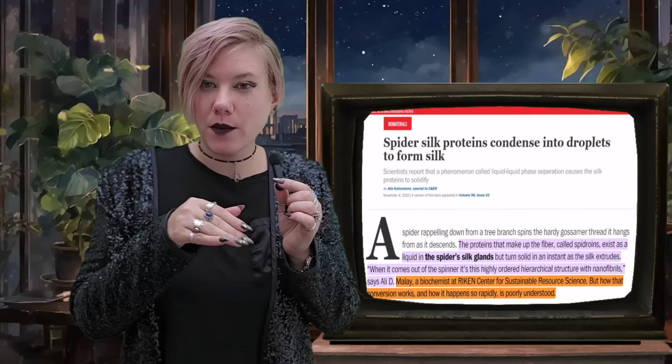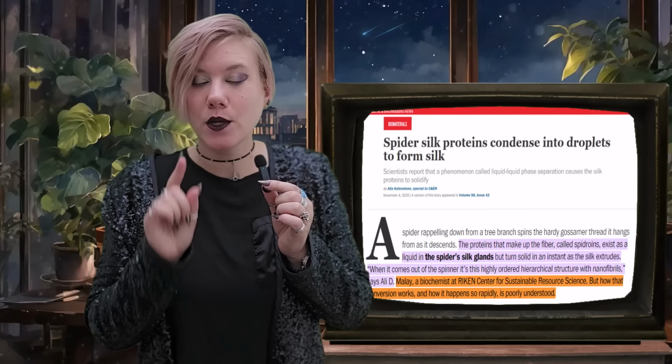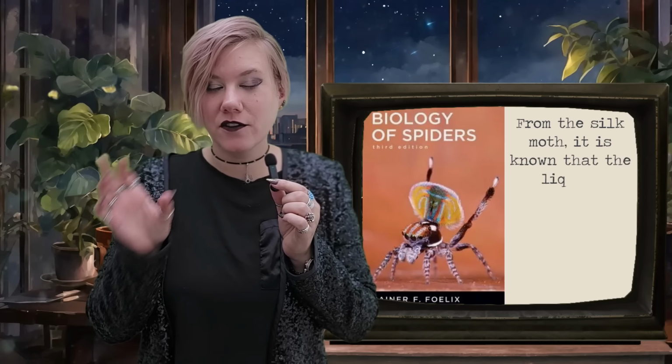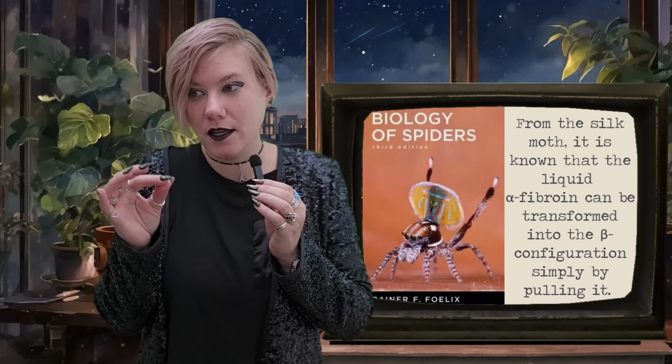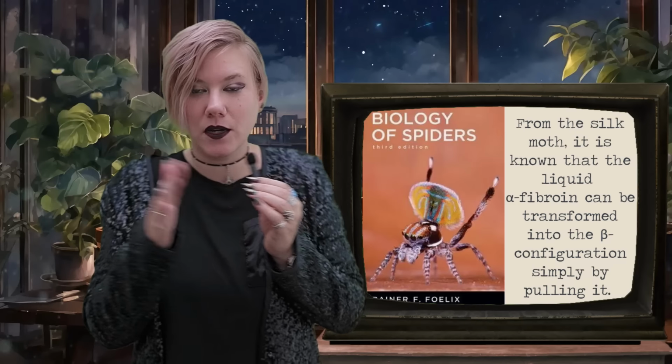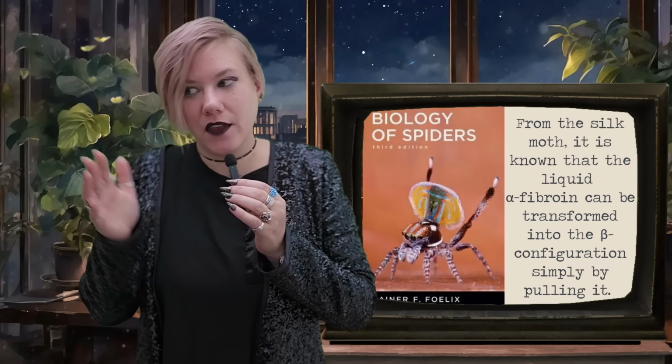Silk is liquid when it is produced, and then it needs to be turned into an insoluble form by the creature that is producing it, and that process is irreversible. So once we go from a liquid to a solid, that's it. No going back. In spiders, we're not really sure what that process is, but in caterpillars, we know that you can go from the alpha configuration to the beta configuration simply by tugging on it, and that is enough to get it from a liquid to the insoluble state that is silk.